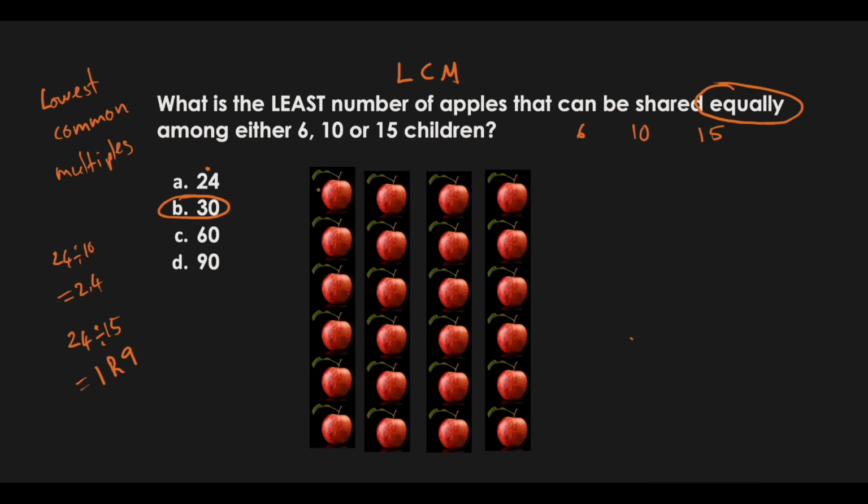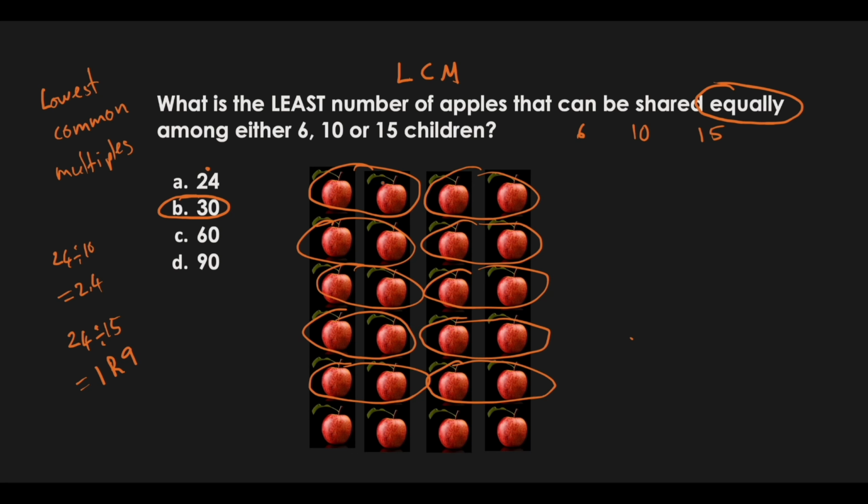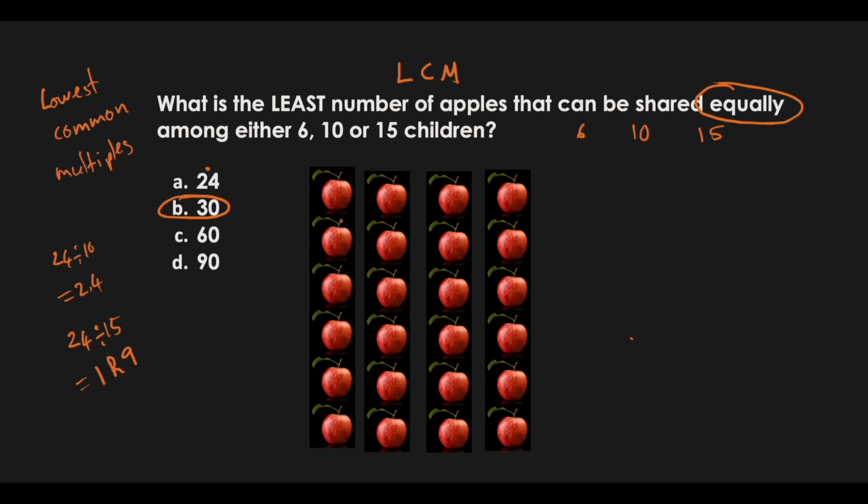If we had to share with the 10 children, each of those children would get 2 apples. So 2, 2, 2, 2, 2. See? So all 10 children have 2 apples so far. So now the problem is I have to split 4 apples among these 10 children. It's not going to happen because we want it to be done equally. Likewise, for 15, if we give each child an apple, we still have a problem because we have 9 apples to share among 15 people still, which is not going to work.